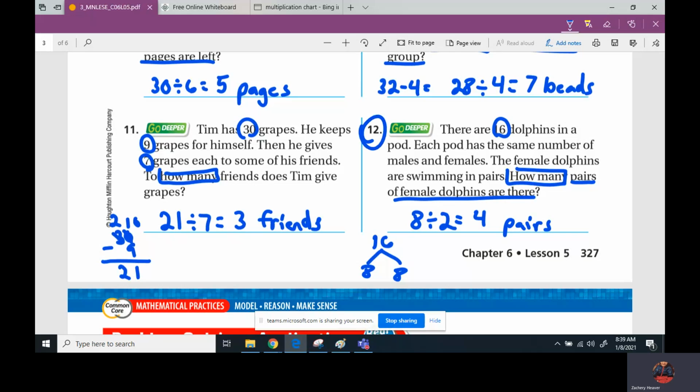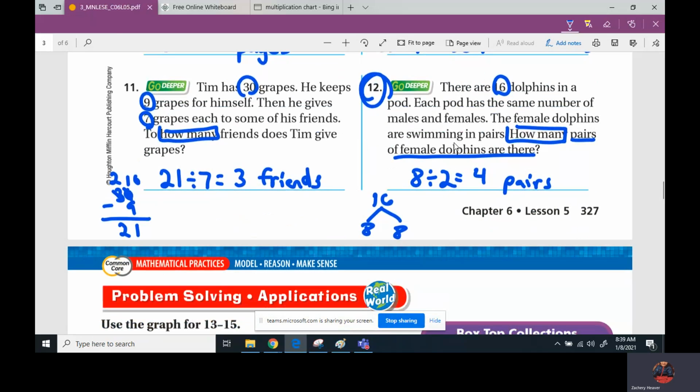I know this is a tough question. So if you looked at this and said, "Oh my goodness, I have no idea," do not stress. That's the go deeper question. This go deeper question wasn't bad. It was kind of like this one. But this go deeper question, it's going to make you think, okay? So don't stress.